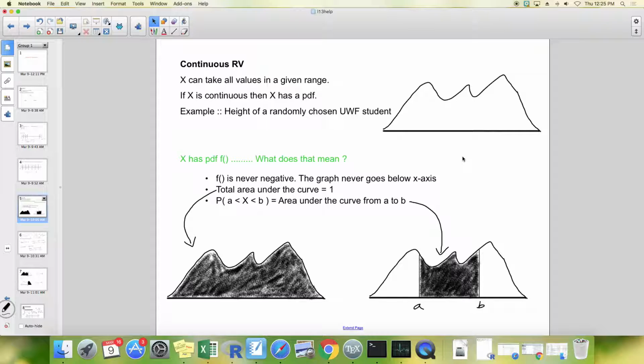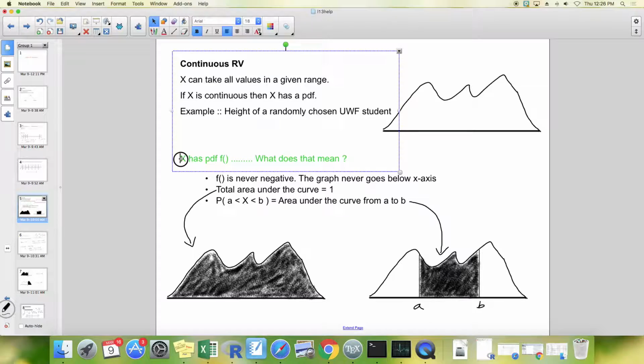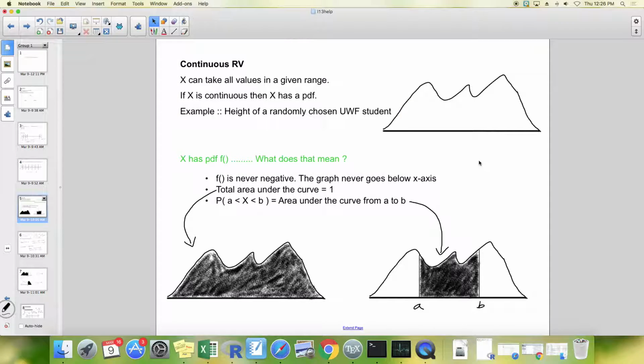So for continuous, we have PDF. Once again, we have done this. So what's a PDF? So suppose someone tells you that x has PDF blah blah blah, dot dot dot. What does that mean? Someone tells you x has this PDF, this picture drawn here. What does that mean? It means three things.